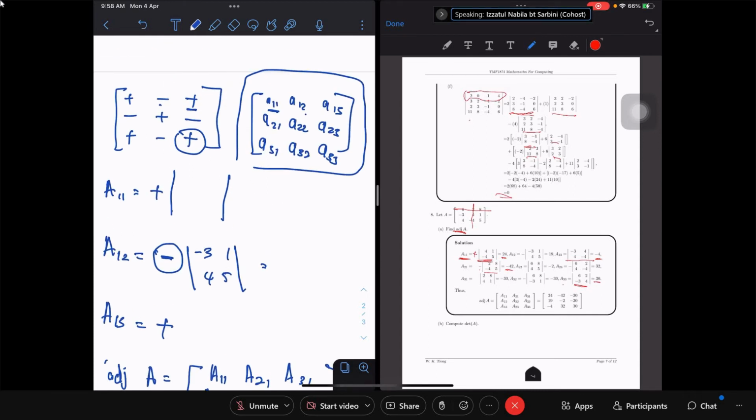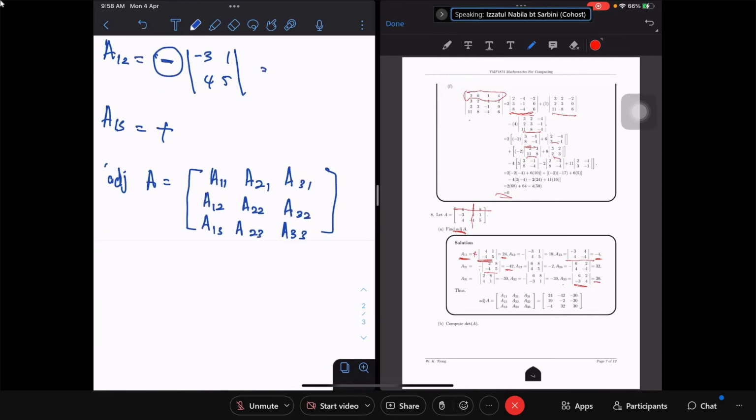So you calculate the minors and then you arrange the minors using the positions for the transpose. So you transpose the positions. You cannot just write A11, A12, A13 in the first row. You need to transpose the minors. Alright. So that's why you get the adjoint. It's actually a transpose.